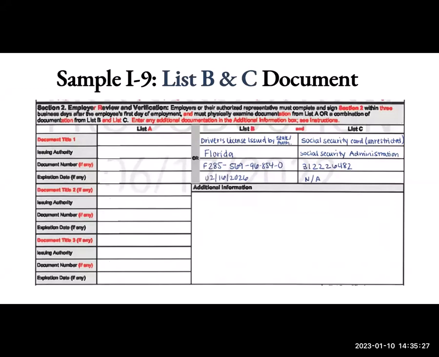Like, for example, the example that I gave you about a U.S. citizen in Section 1 and an EAD in Section 2. Those are the things that we really need to pay attention to. And we're going to cover some of that here and in the workshop too. Okay, cool. Let's keep going.